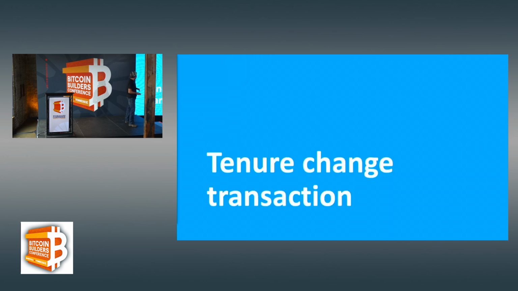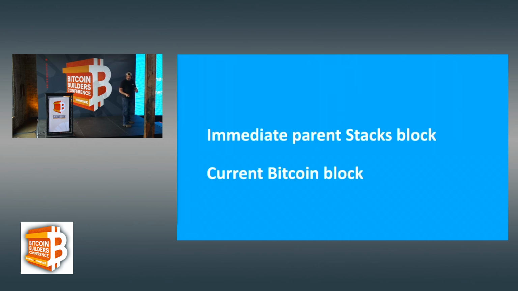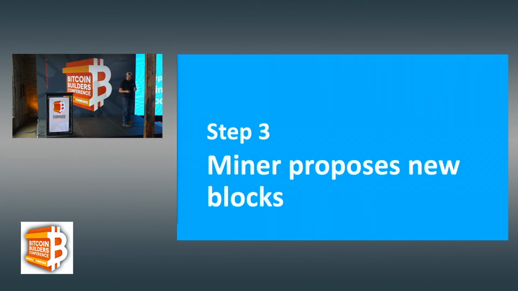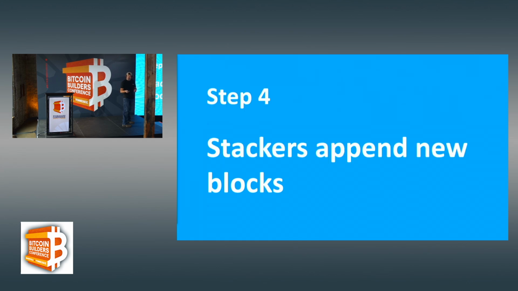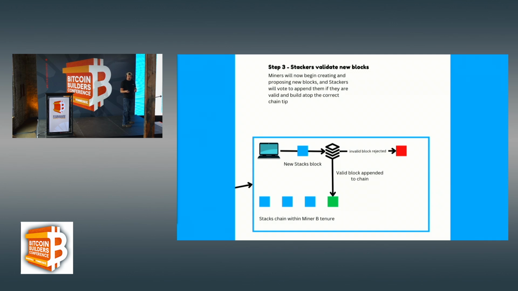But that's how this whole tenure change transaction works. And remember that this is initiated by the stackers on the Stacks chain and then sent to the miners, and then the miners will include that transaction as the first in the first block that they mine. It contains the immediate parent Stacks block and the current Bitcoin block. So after this, once they have included that tenure change transaction, the miners are going to start proposing new blocks from the mempool. And then the stackers are going to append those blocks. This is the key role that the stackers play in the ecosystem.